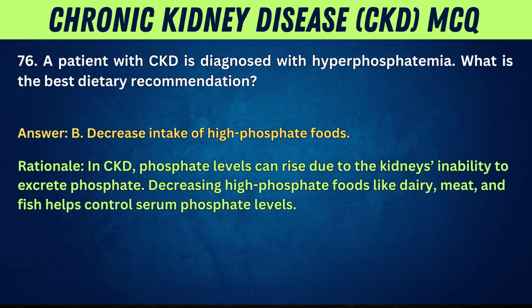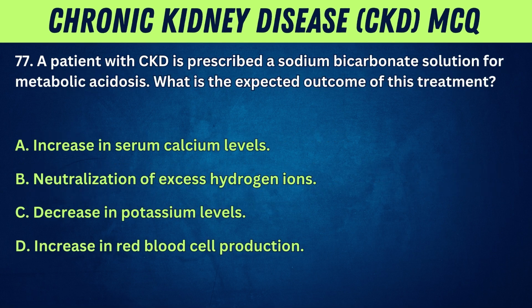Decrease intake of high-phosphate foods. Rationale: in CKD, phosphate levels can rise due to the kidney's inability to excrete phosphate. Decreasing high-phosphate foods like dairy, meat, and fish helps control serum phosphate levels.